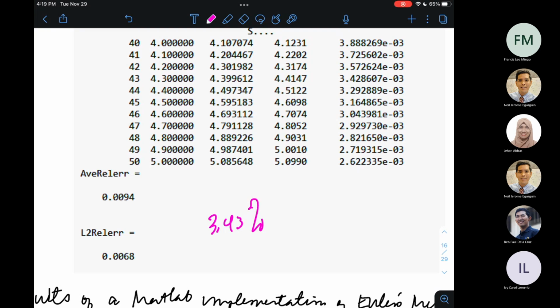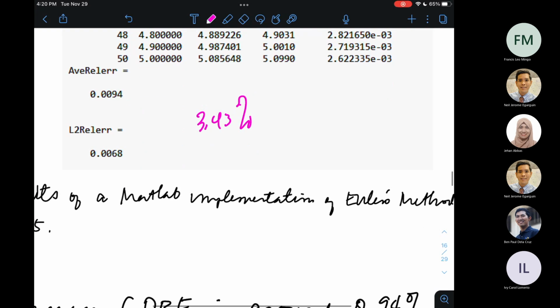Pero yun muna. Theoretically, yes. The more data, the better. The smaller H's, the better the approximation becomes. Pero tingnan natin kung bakit yun nangyayari.